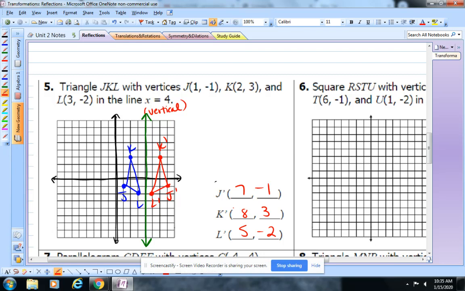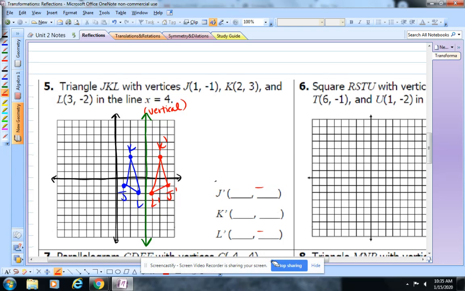What am I doing? Okay, Miss Isbell, start over. Write them in order, Miss Isbell. Okay, J is first. J is at 5, -2, right? Y'all agree? K prime is at 6, +3, right?